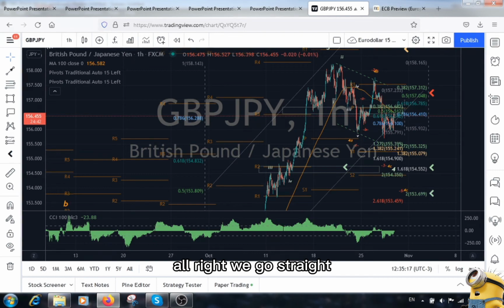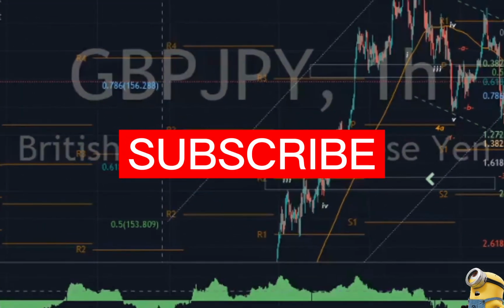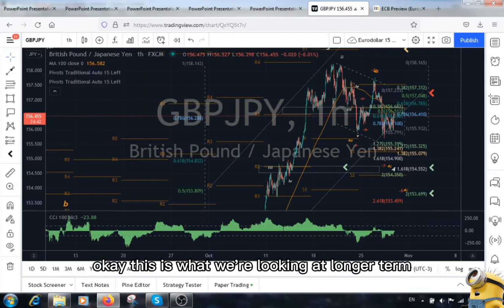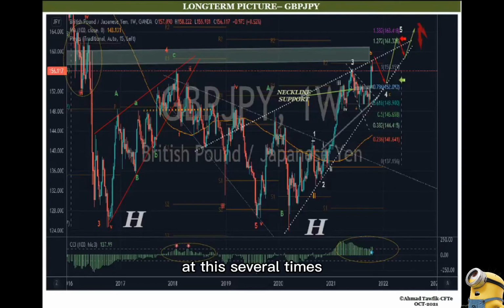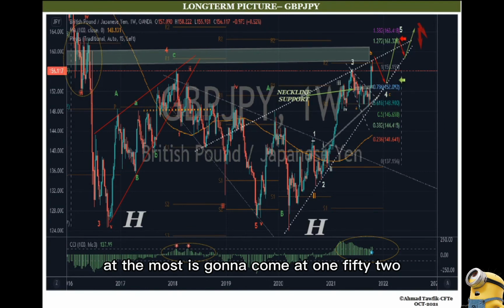Alright, we go straight to trade management. Now that the fundamental development is over, this is what we're looking at. Longer term, we expect a bounce. Of course, we're at this several times. We expect a bounce inside of that ending diagonal. At the most, it's going to come at 152, but probably above. And it should take us to 161 and 163.